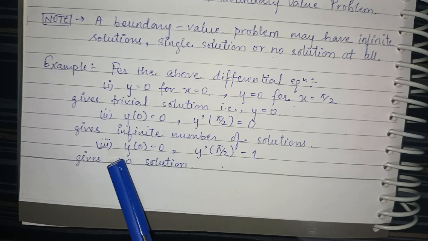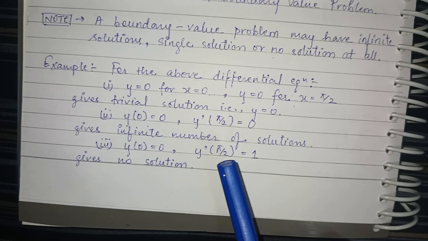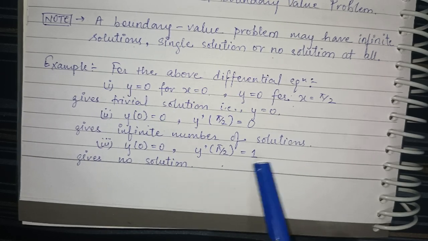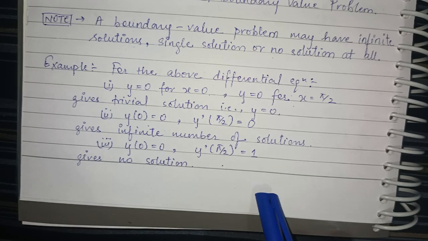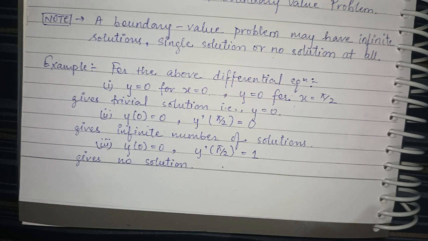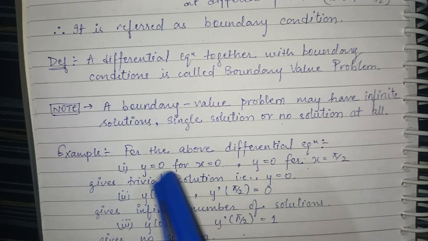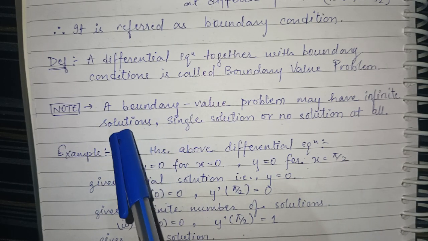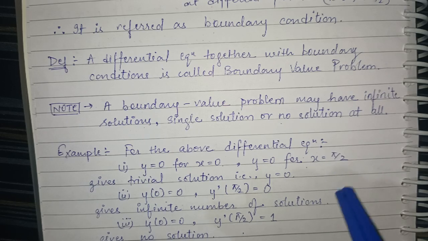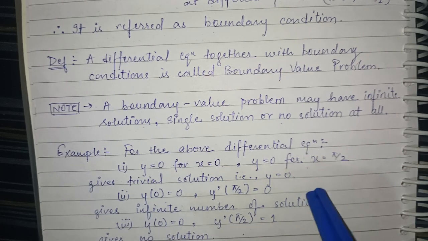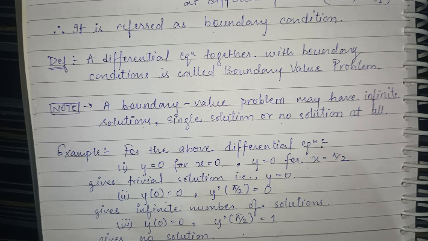Now in the third case, when I changed the conditions to y(0) as 0 and the derivative of y at x equals pi by 2 as 1, we had no solution because it was contradicting at the last point, minus 1 equals 0, which is not valid, right? So that is what the note given above meant. A boundary value problem may have infinite solutions, a single solution, or no solution at all. You can see in these three cases we had every type of solution: no solution, a single solution, and infinitely many solutions. That's why a boundary value problem can have infinite solutions, a single solution, or no solution at all.